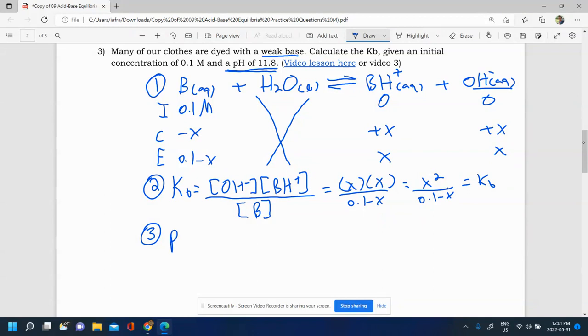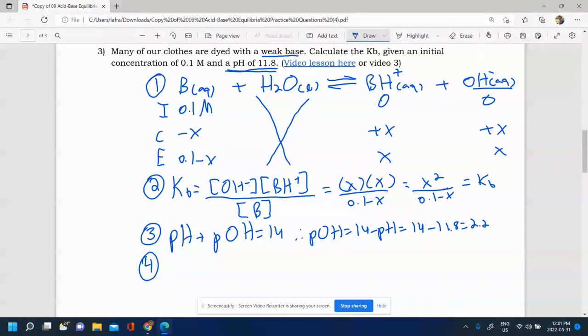There's this great relationship: the pH plus the pOH gives you 14. So what that means is if you want the pOH, you just have to do 14 minus pH, which is 14 minus 11.8, and you'll get 2.2 as a pOH. And now you can connect that directly to the concentration of OH, because you know the concentration of OH is going to be 10 to the power of negative pOH, which is 10 to the negative 2.2. And that's your x value.